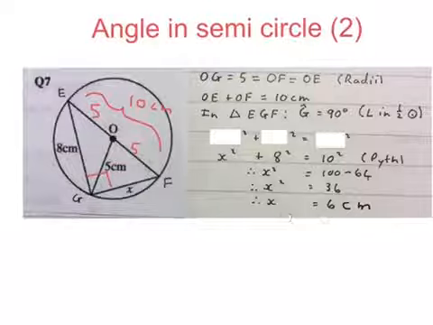Square root both sides, x is equal to 6 centimeters. Please stop the video and make sure you understand what happened.